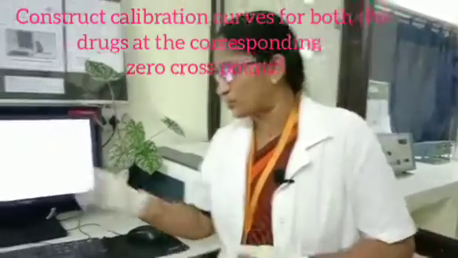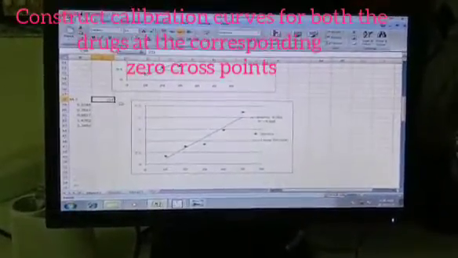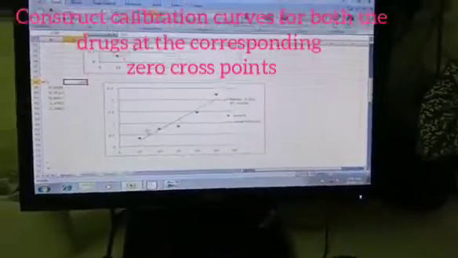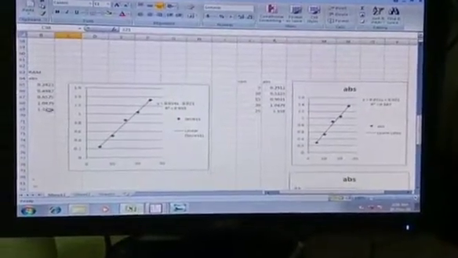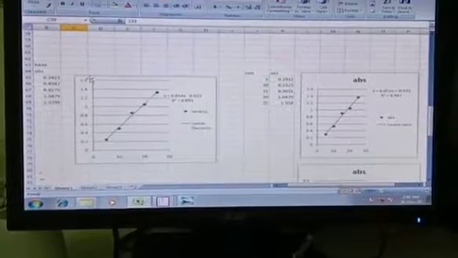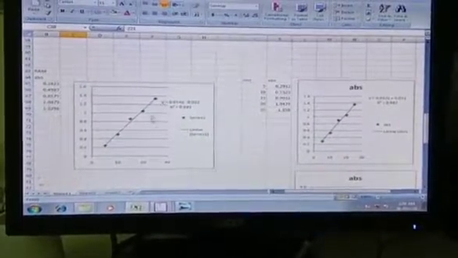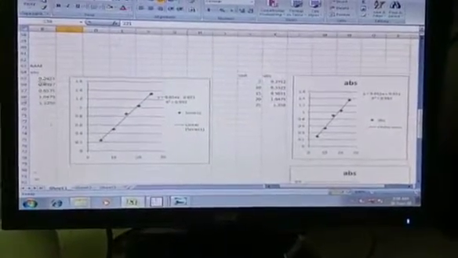That is what I am showing you here. One example I am showing you. This is one 0 cross point, that is 221 nanometers. At that 0 cross point, this is the calibration curve that I have got, and here it is clear at around the second 0 cross point. This is the calibration curve, and these are the absorbance readings for all the dilutions that I have got.